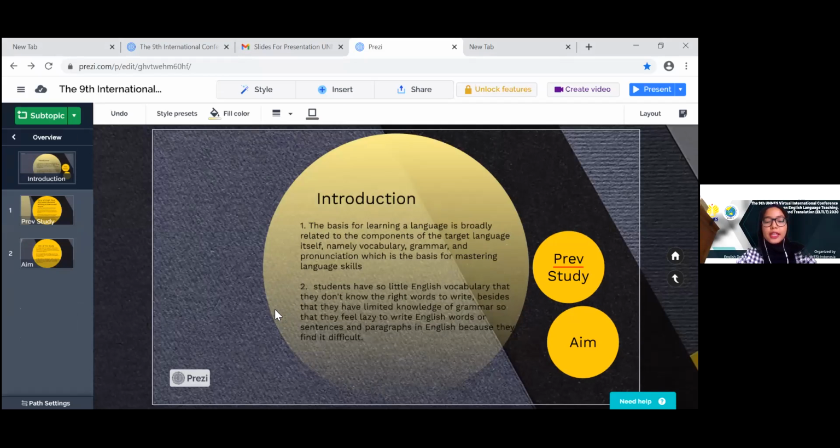The basis for learning a language is broadly related to components of the target language itself, namely vocabulary, grammar, pronunciation, which is the basis for mastering language skills. So according to Levin, there are still problems of students in Indonesia. The students are afraid to write because they are afraid of being criticized by other friends or lecturers.